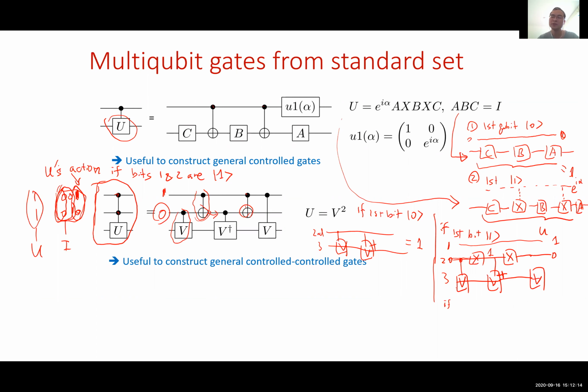But for the third qubit, the action, this is 0. So V does not activate. Here it's 1. So V dagger gets activated. And when it flips back to 0, it returns to 0. And at the end, there's a V. So this is identity. Okay.